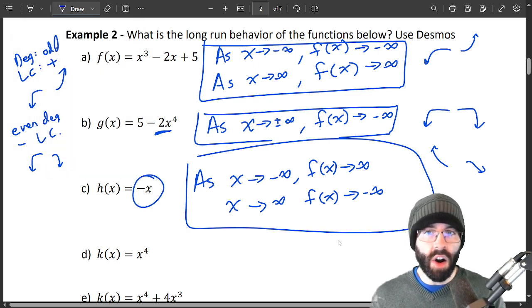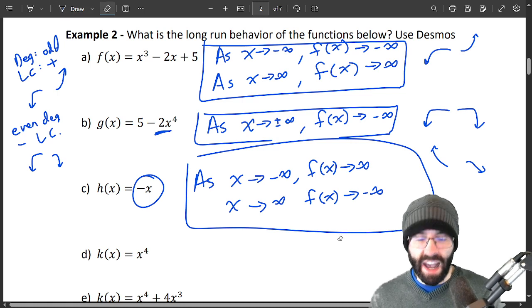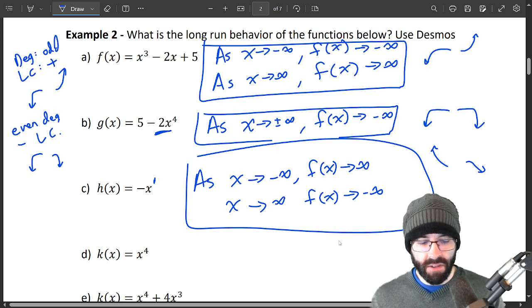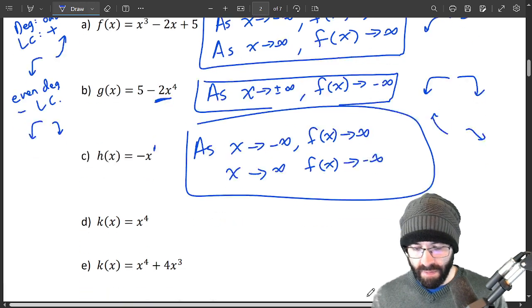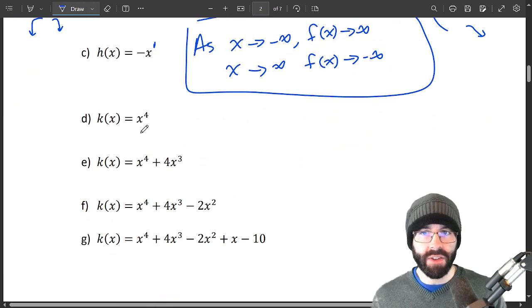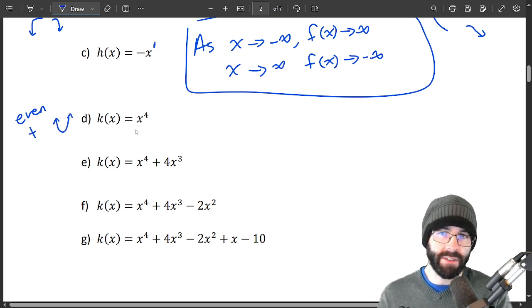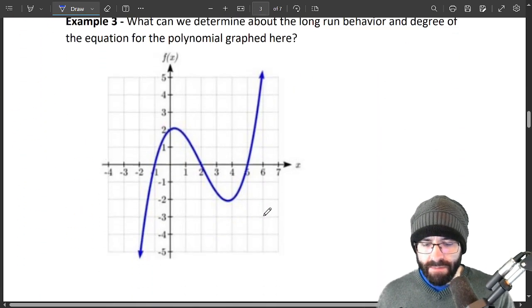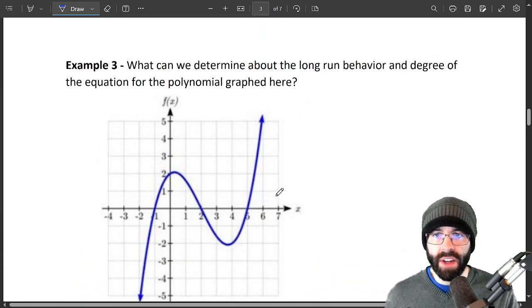All right, this is an odd degree and negative leading coefficient. This is x to the first power. Odd degree, negative coefficient, we can see this picture happen. All right, and all of these have the same leading coefficient. An even degree and a positive leading coefficient means all of these will look like this, which is exactly what we found. So that's how we can find long-run behavior. Let's use this to answer one more example, and then we'll be done with this video.